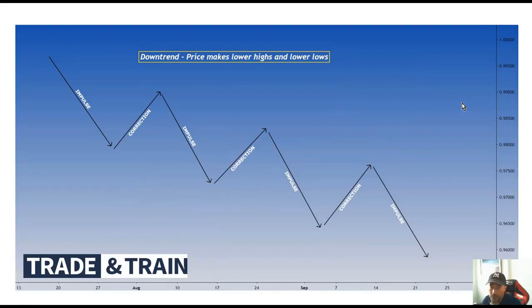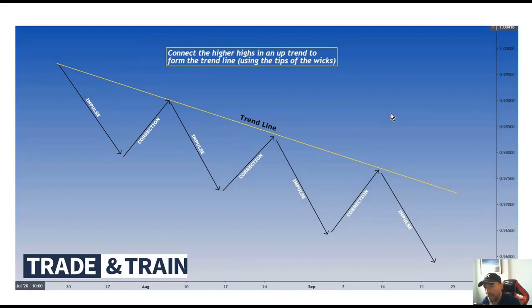Now, in a downtrend, that's when price makes lower highs and lower lows. Again, we have our impulses and corrections, but this time the trend line is drawn by connecting the tips of the wicks of the lower highs, as shown here. But this time, price acts as something called resistance, or you can imagine it as an imaginary ceiling.